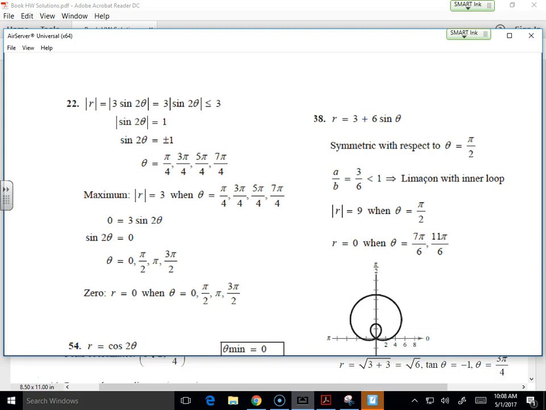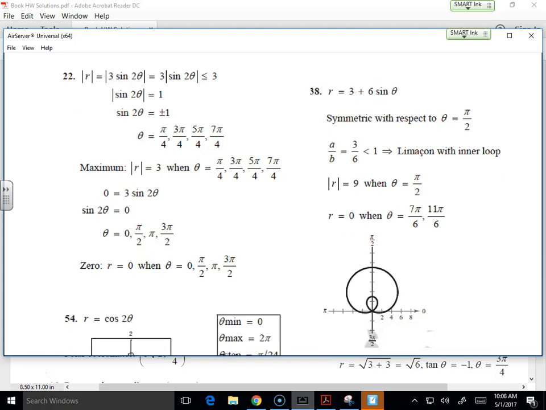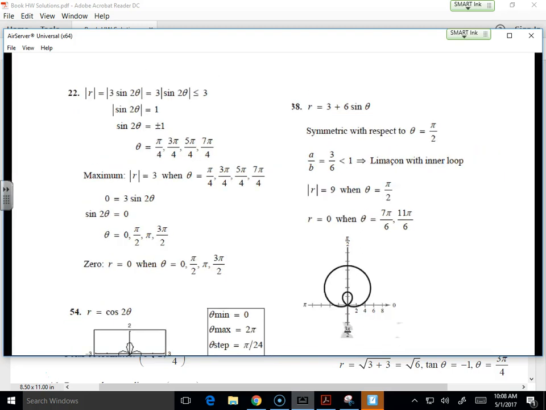So max is 3 at all pi over 4s, and the zeros are at all the pi over 2s. 0, 1, 2 pi over 2, and 3 pi over 2. 38 is over here just chilling. If you guys look at your picture, yes, it has pi over 2 symmetry because what's on one side of the pi over 2 is on the other side. We would call it y-axis symmetry if it wasn't polar.